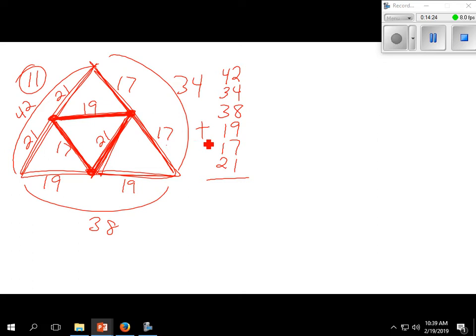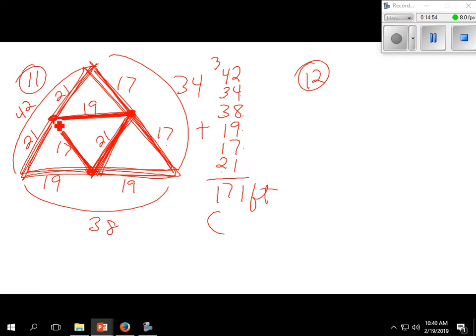We got to add all those up. That's 6, 14. 14 plus 7 is 21, 31, carry the 3, 7, 10, 13, 14, 15, 16, 17. So we need about 171 feet of fence, which is letter C. Again, on that one a little harder because you had to find this whole distance all the way around the big triangle and then this distance around the little triangle.